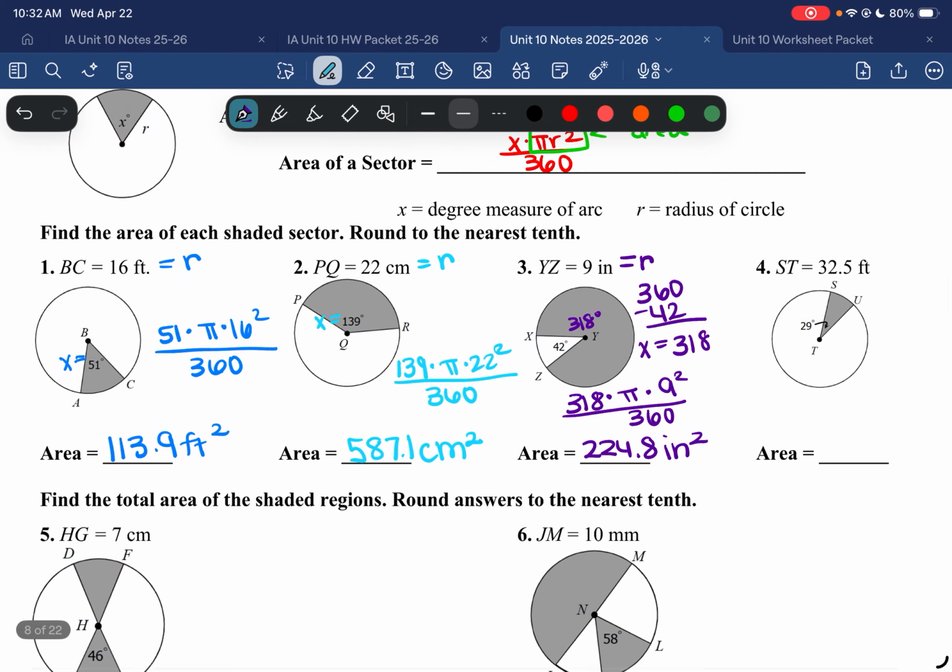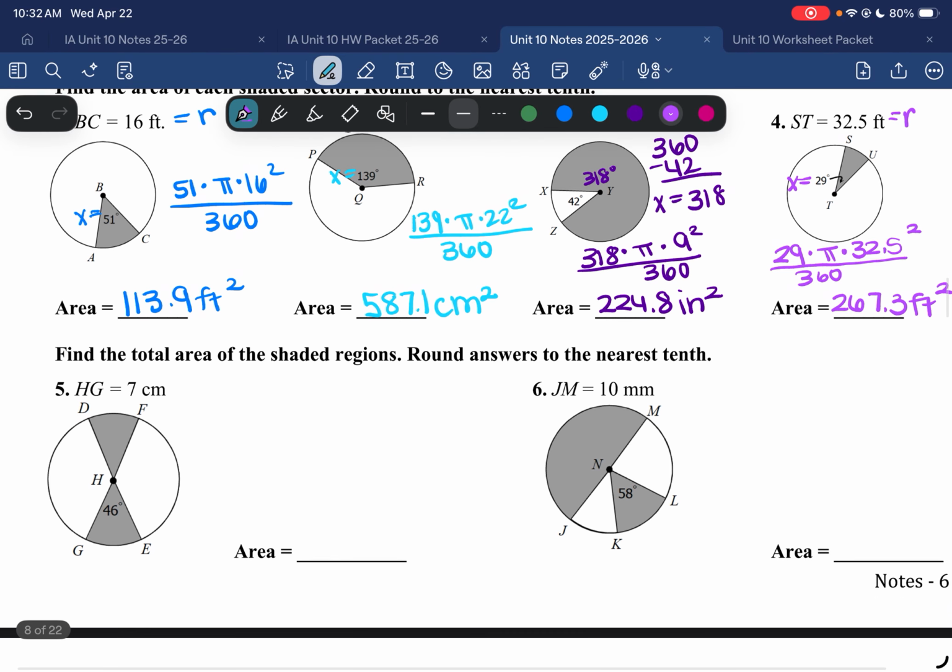Okay, number four, ST is 32.5 feet, so that is our radius. And then we want the shaded part, so this little arrow is pointing in, giving us the shaded part, so that is our x. So 29 times pi times 32.5 squared, all divided by 360, which means our area, when we put that in our calculator, we get 267.3 feet squared.